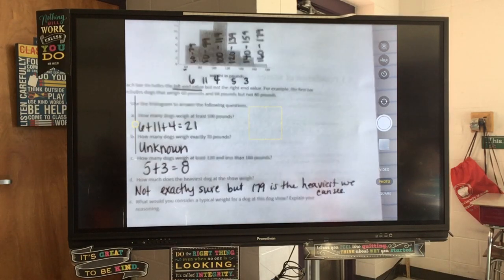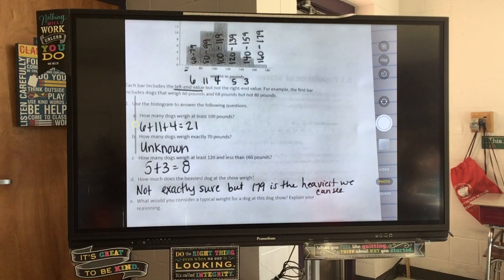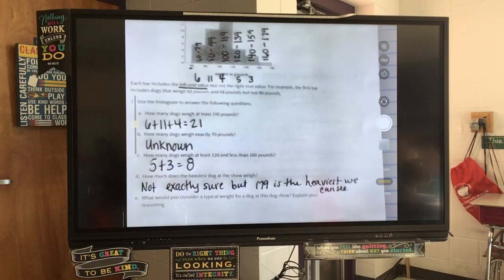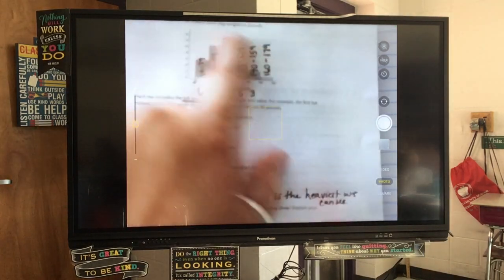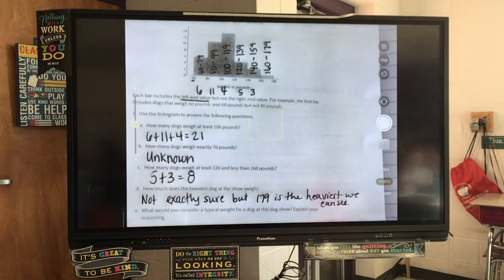Alright, so E says, what would you consider a typical weight for a dog at this show? Explain your reasoning. So looking at our histogram, what would be our typical weight? What do you think? Looking at the histogram, what would be the typical weight?